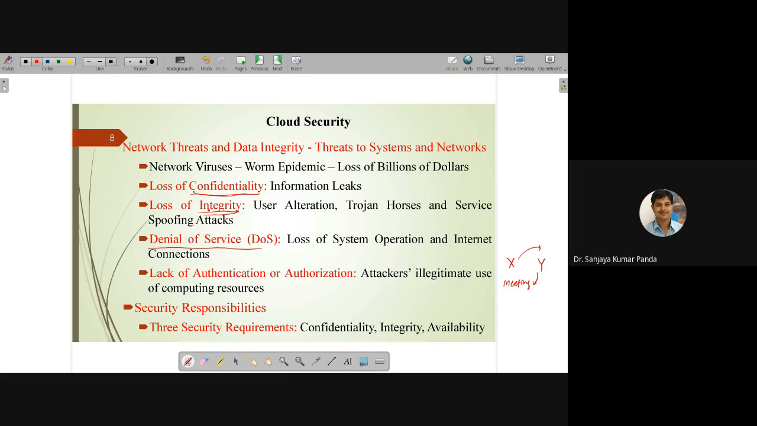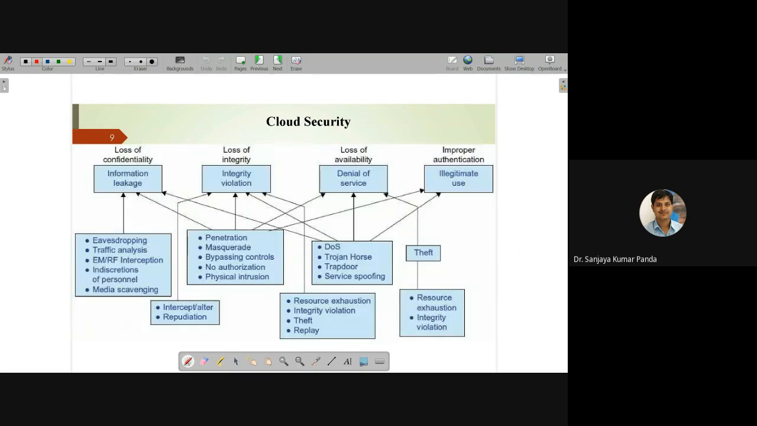These all are associated with the data and resources because we are talking about the cloud, right? So we have to see that the three security requirements, confidentiality, integrity, availability, should be maintained in the system, right? Now, if you violate these, you can see a number of attacks are possible if there is a loss of confidentiality or integrity, availability, or interrupted authentication. Like if there is information leakage, which causes loss of confidentiality. Why is the information leaked?